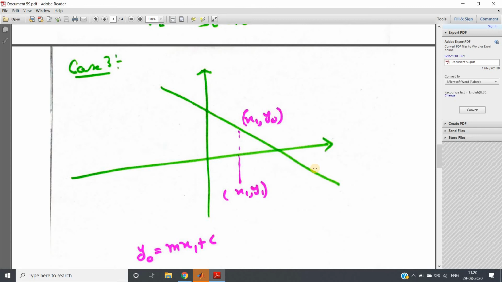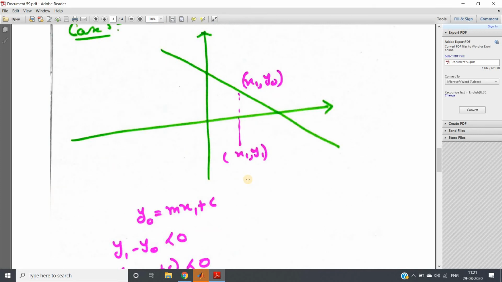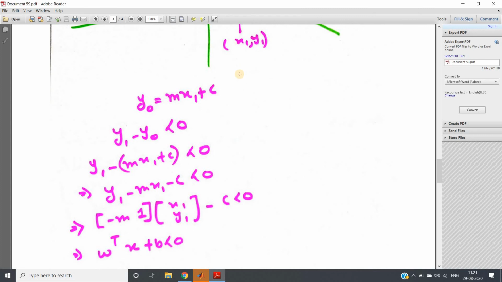So what we are concluding is that if we take any point and substitute it in omega transpose X plus b, where x equals that particular data point x1, y1, you will get 0 if that point lies on this line. If you consider any point above the line, you will get a positive value, and for any point below the line, you will get a negative value. That may be minus 1000, that may be minus 2000. I am not going into the magnitude part, I am just telling you that the sign will be negative for any point below this line.